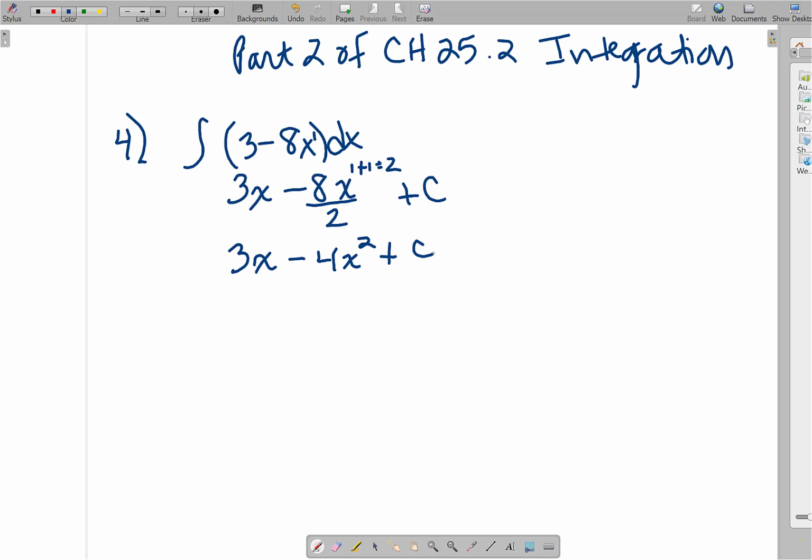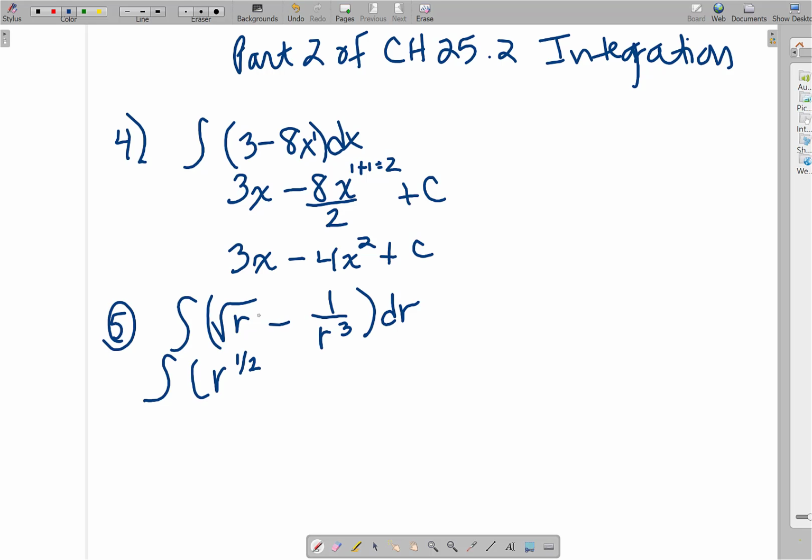So far, not too bad. Let's try one that looks a little tougher. Problem number 5. Find the antiderivative of the square root of r minus 1 over r to the third dr. Again, we take each problem separately. This one's going to look a little strange as we do it, but hopefully you'll be able to follow. I'm going to first rewrite this as find the antiderivative of r to the 1/2. Remember, this is to the power of 1, and this is to the index 2, so that is 1/2, minus r to the negative 3 dr.